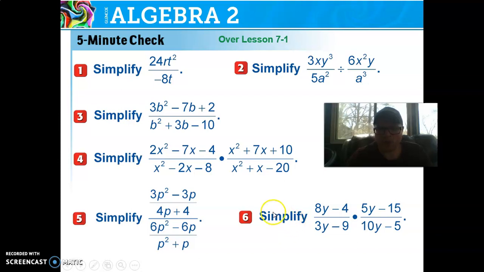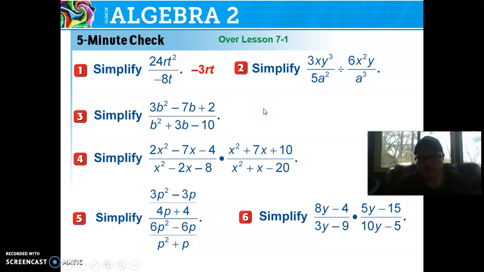Hello, Algebra 2, and welcome to Lesson 7.2 on adding and subtracting rational expressions. This warm-up reviews Section 7.1, which is multiplying and dividing rational expressions. So go ahead and pause the video and try the warm-up, see if you can do these problems, and then we will go over the answers shortly.